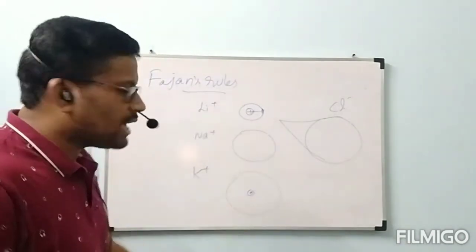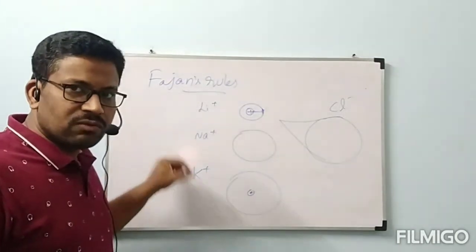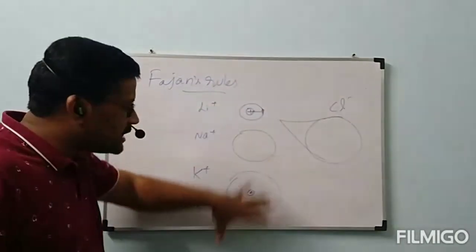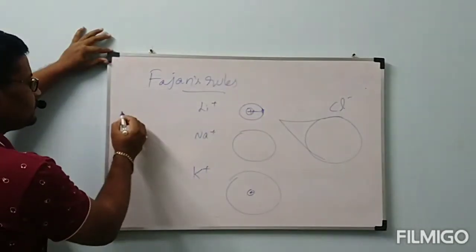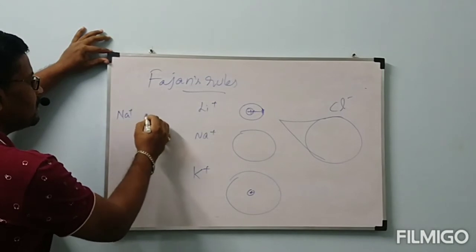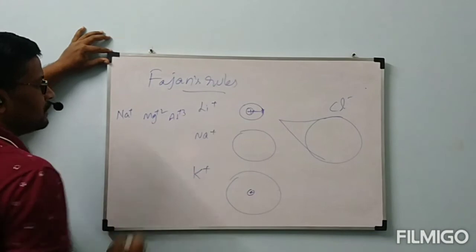This is the condition I told in same cations. Charge is one unit charge, but depending on size we explained. Is it okay? Now I can take Na+, Mg2+ and Al3+.